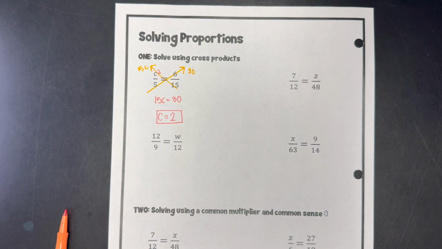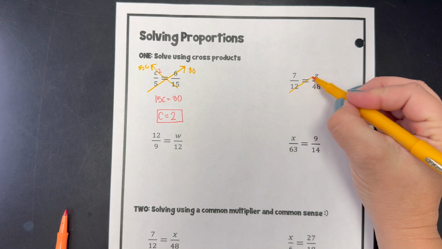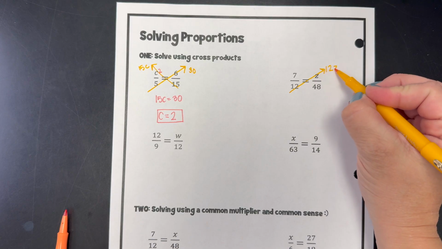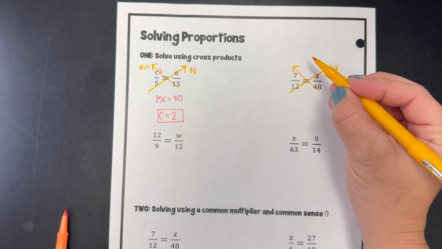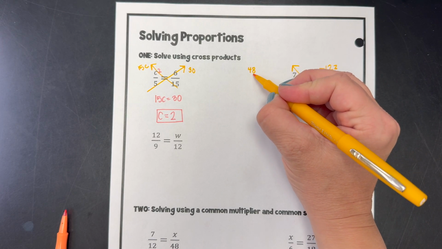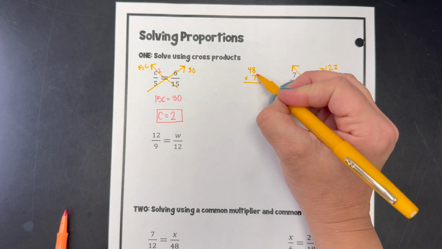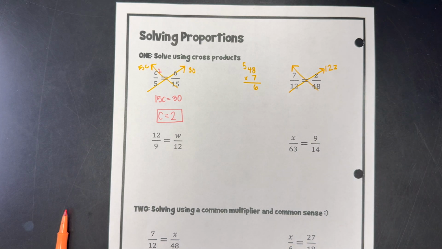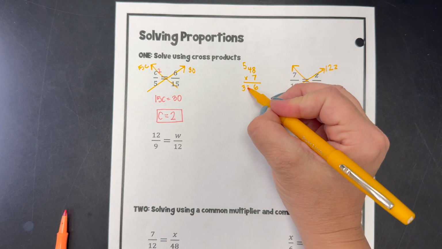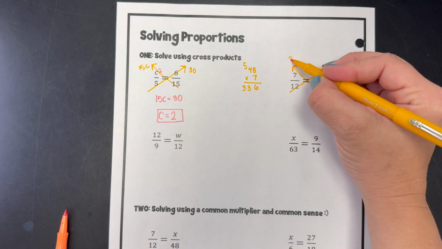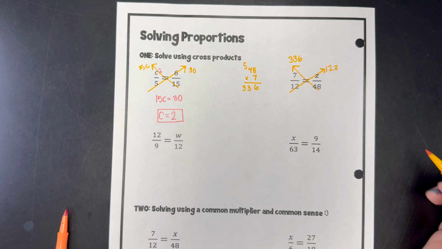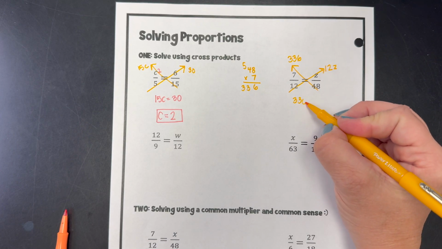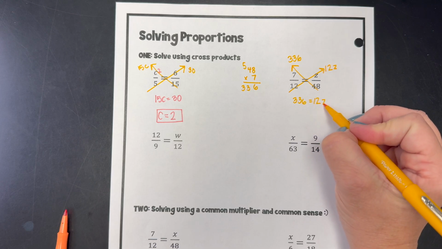Okay, on the next one over here on the right, 12 times z is 12z. 48 times 7, I'm going to have to do that over here. 48 times 7, 7 times 8 is 56. 7 times 4 is 28. Plus 5 is 33. So this is 336. So 336 equals 12 times z.